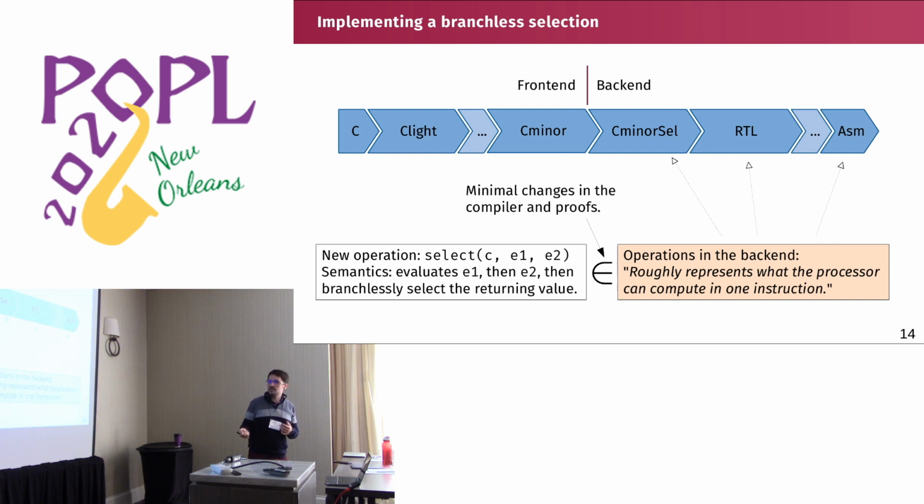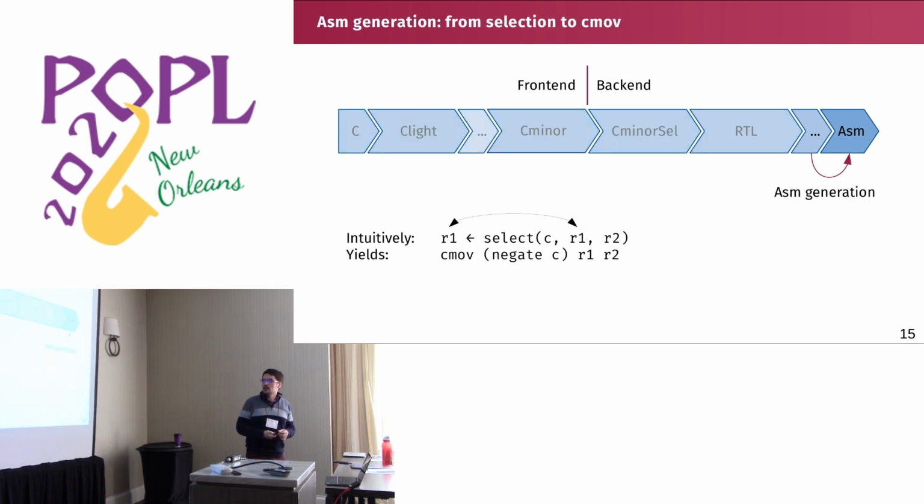It takes a condition and two expressions E1 and E2, and its informal semantics is to first evaluate the expression E1, then fully evaluate E2, and then get both the returning values, and after that branchlessly select the correct returning value. So after that we only had to modify the very last part of the CompCert compiler, which is the generation of the assembly code.